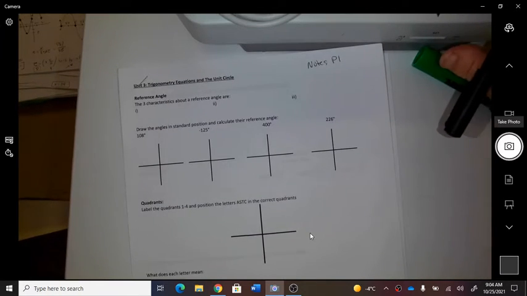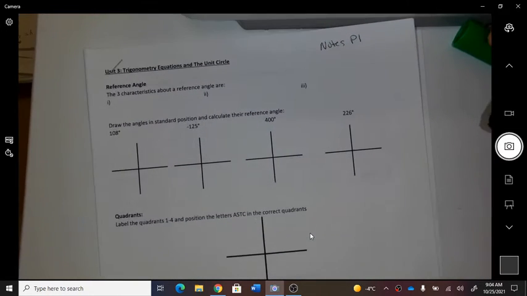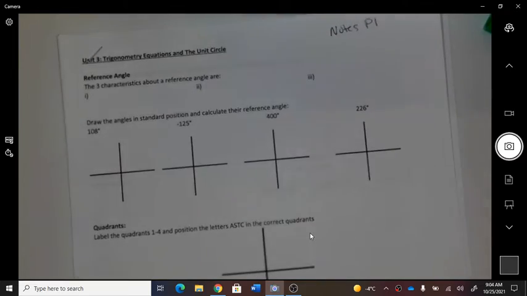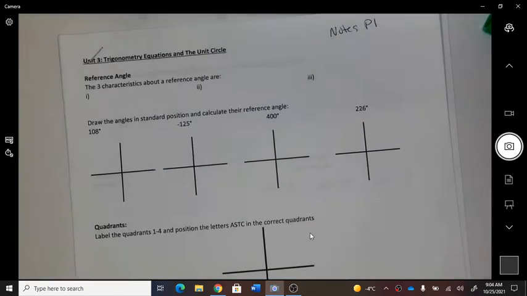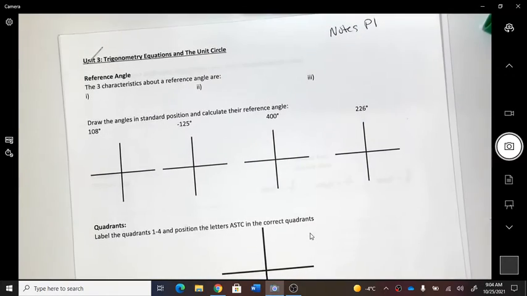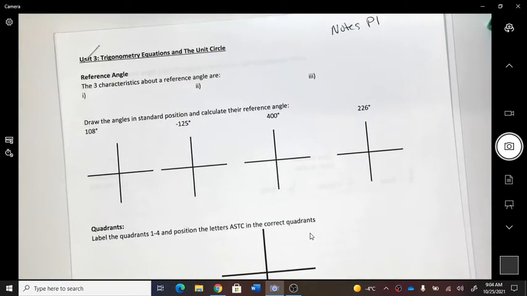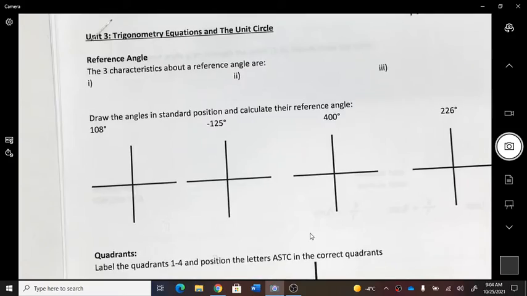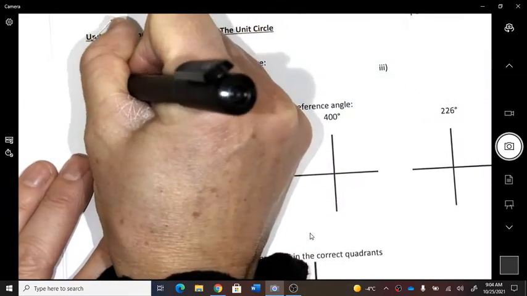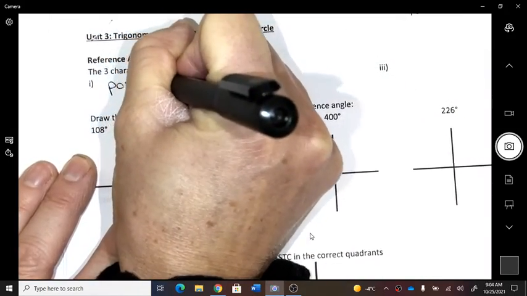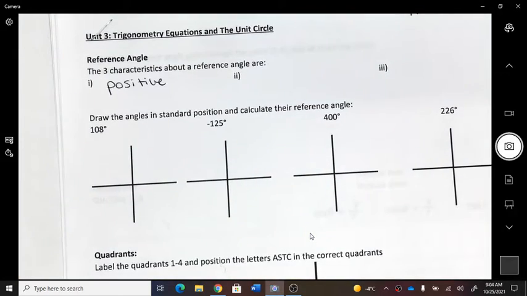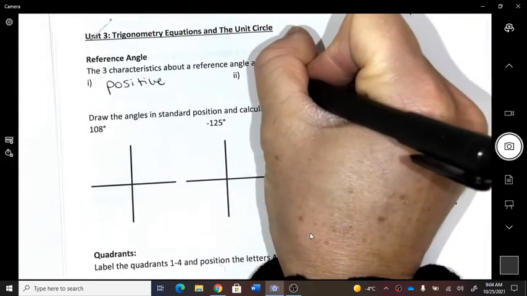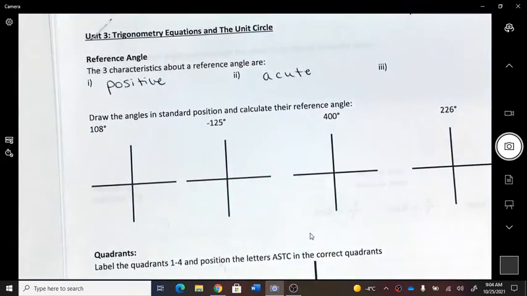Okay, so the first thing with trig, we're going to talk about our reference angle. What is our reference angle? There's three things that we're going to talk about with a reference angle. It is always positive. It's always acute. That's a math term.